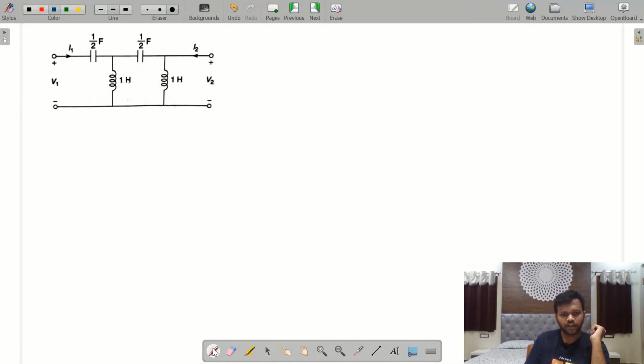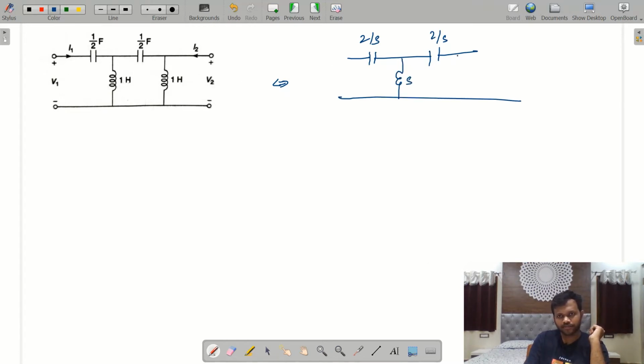Okay, I'm just redrawing this network in S domain. In S domain, the capacitance of C means 1 by Cs. So what you will get, 2 by S. So inductance of L into S, that is S. Here also L into S, that is S. V1, V2, current I1, I2. I will consider the voltage at this node as V3. Anyhow, the voltage at this node is V2. As there is no branch here, there will be no drop. So V2 will appear across this S.